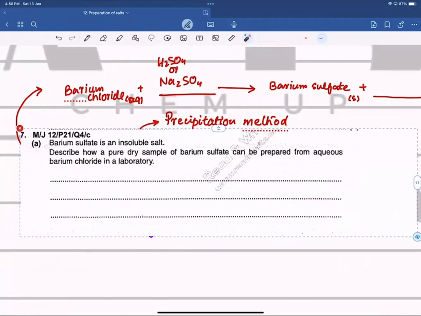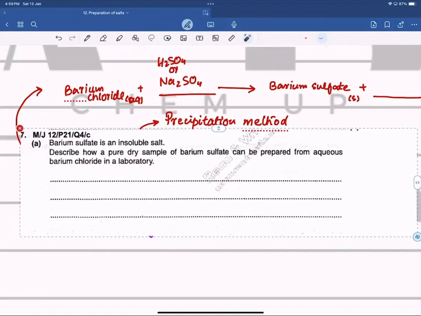So what do you have to prepare? From an aqueous barium chloride. So one solution they have given you, which is aqueous barium chloride. So we need to know the other solution which has a sulfate, because the salt that we want to prepare is barium sulfate, and we are getting barium from barium chloride. So we need to find the compound having sulfate.